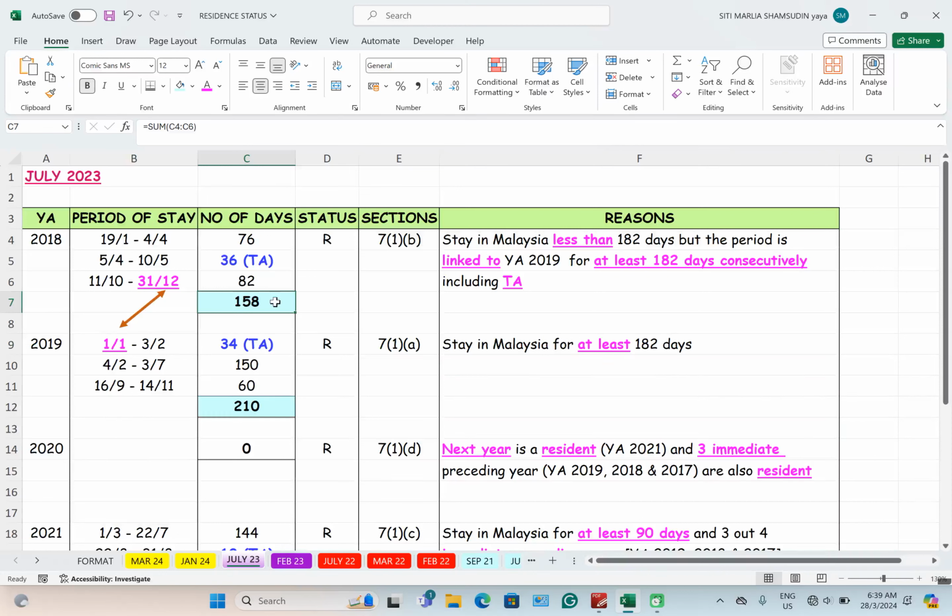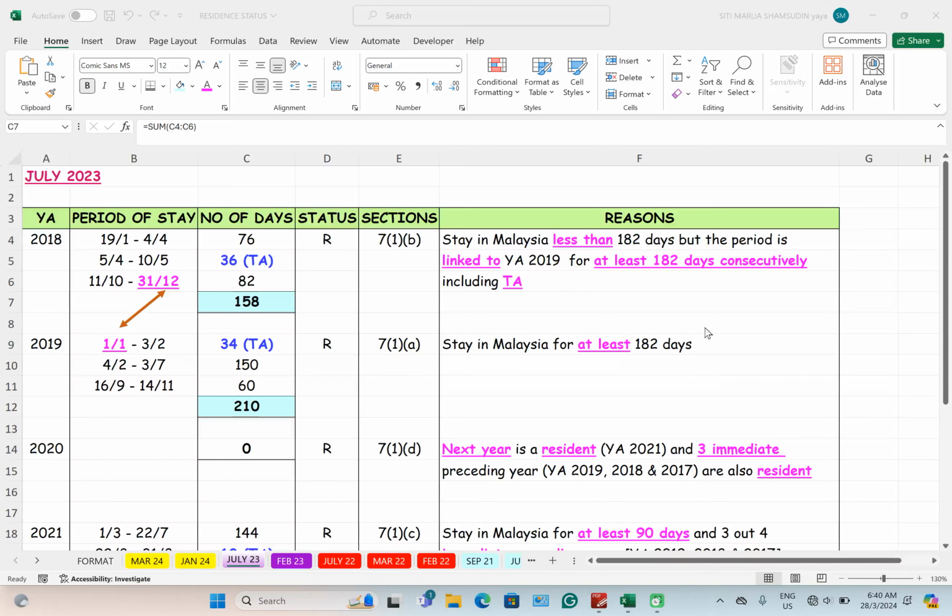Let's apply section 7. Okay, try A first. A, stay in Malaysia at least 182 days. And very clear cut, guys. This one is less than 182. So we cannot use A. Okay, then we move on to B. B, there are two. Link to, link by. Isn't it? Okay, link to and also link by. Guys, we don't have any information related to 2017. Isn't it?